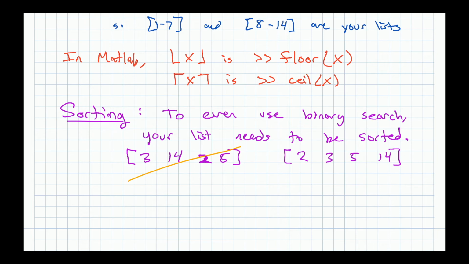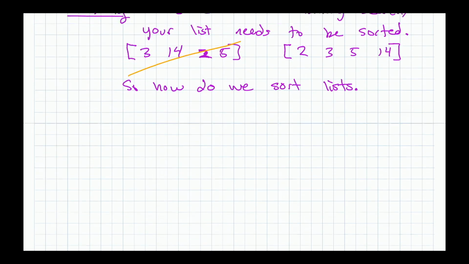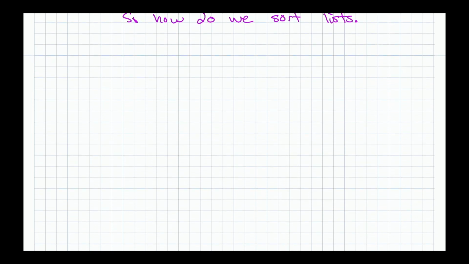How do we sort a list? How do we sort lists? Basically, we're going to talk about two different algorithms for sorting lists. We're going to talk about the bubble sort, and we're going to be talking about the insertion sort. Let's do that. So let's talk about bubble sort.